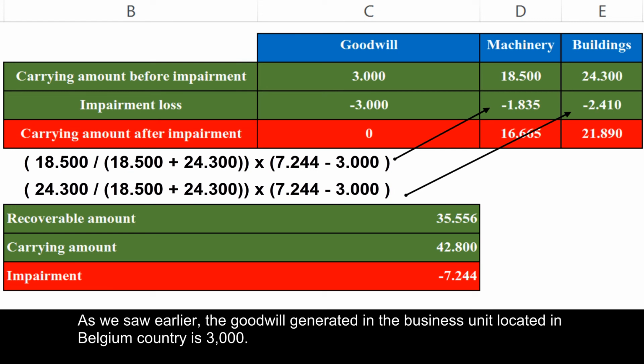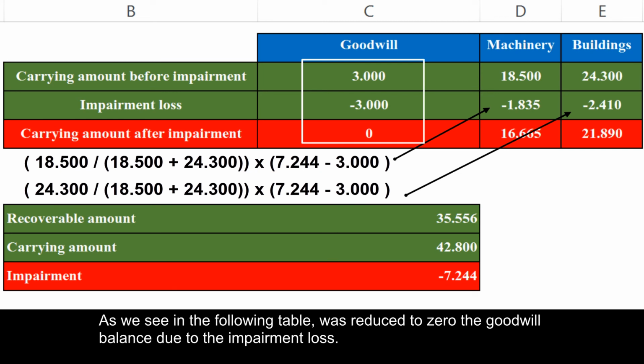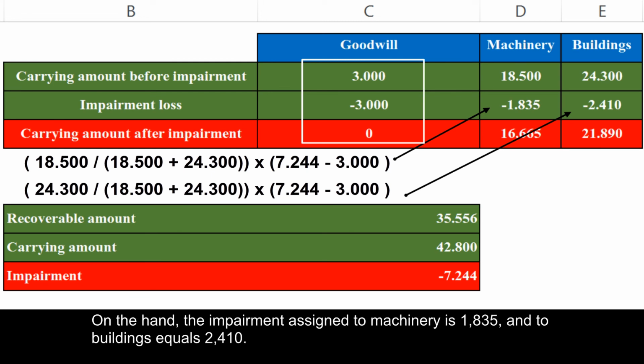As we saw earlier, the goodwill generated in the business unit located in Belgium is 3,000. In other words, the impairment must be attributed to the goodwill balance and the remaining balance of 4,244 to the other assets of the unit. As we see in the following table, the goodwill balance was reduced to zero due to the impairment loss. On the other hand, the impairment assigned to machinery is 1,835, and to buildings equals 2,410.